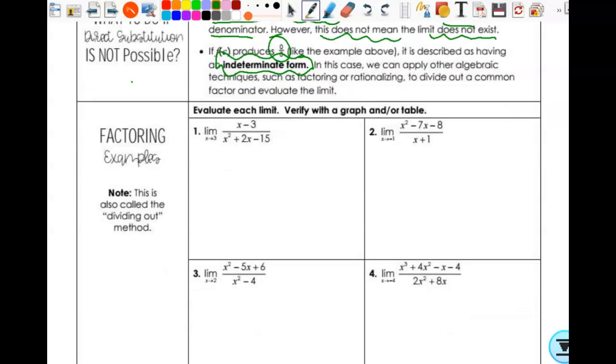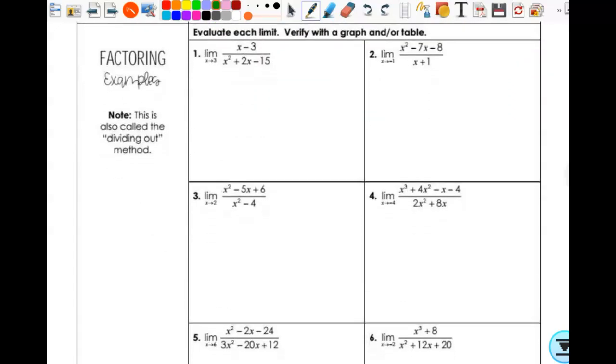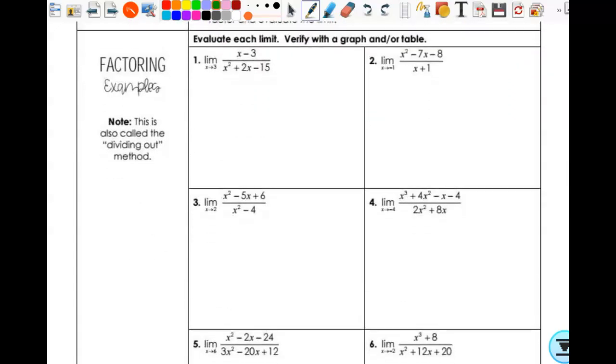So our instructions say to evaluate each limit and to verify with a graph or table. We're not going to actually verify with a graph or table. You can if you want to. We're just going to look at it algebraically. If we were actually doing this to move a little farther with whatever the limit is in calculus, we would first actually do direct substitution and show that we get the indeterminate form. Then we get 0 over 0, and then we move on to the next step.